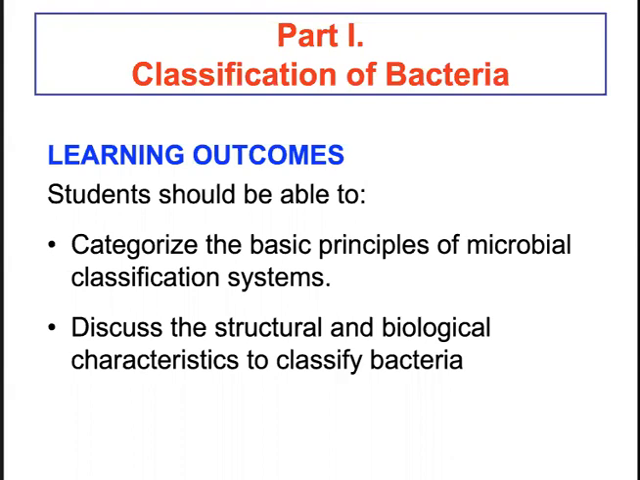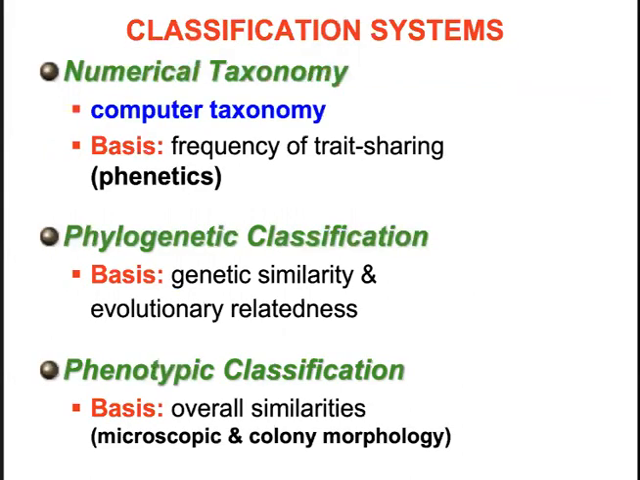Now we have the classification of bacteria, and the learning outcomes for this particular part of the topic could be the following. At the end, the students are expected to be able to categorize the basic principles of microbial classification system and to be able to discuss the structural and biological characteristics that we use in classifying bacteria. There are three known classification systems that are widely used in microbiology, including bacteriology, of course. We have numerical taxonomy, phylogenetic classification, and of course, phenotypic classification, which is the most common.